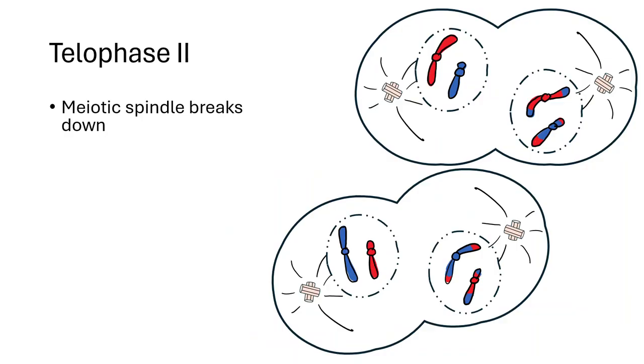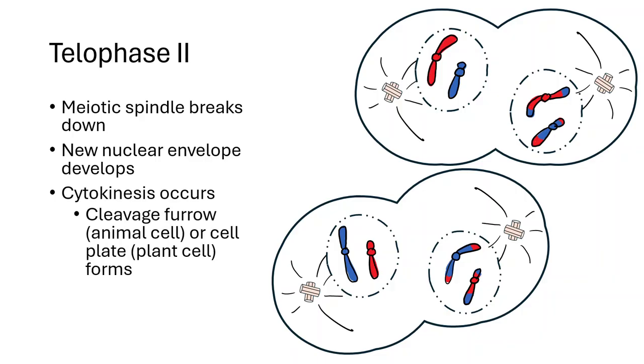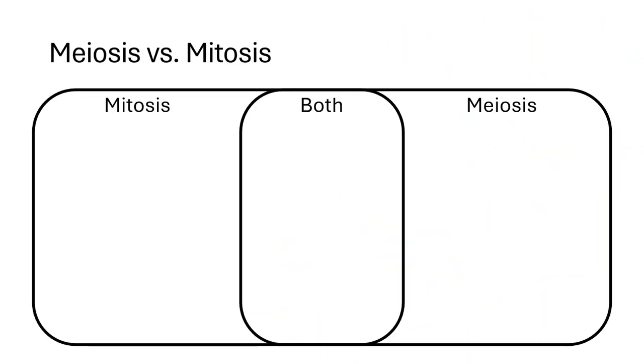During telophase 2, you're going to have the same things that generally happen during a telophase, where the meiotic spindle is going to break down, a new nuclear envelope develops, cytokinesis happens at the same time, again, cleavage furrow in an animal cell, and a cell plate in a plant cell, and then those chromatids are going to start to decondense, meaning they're going to start turning into that stringy chromatin again.